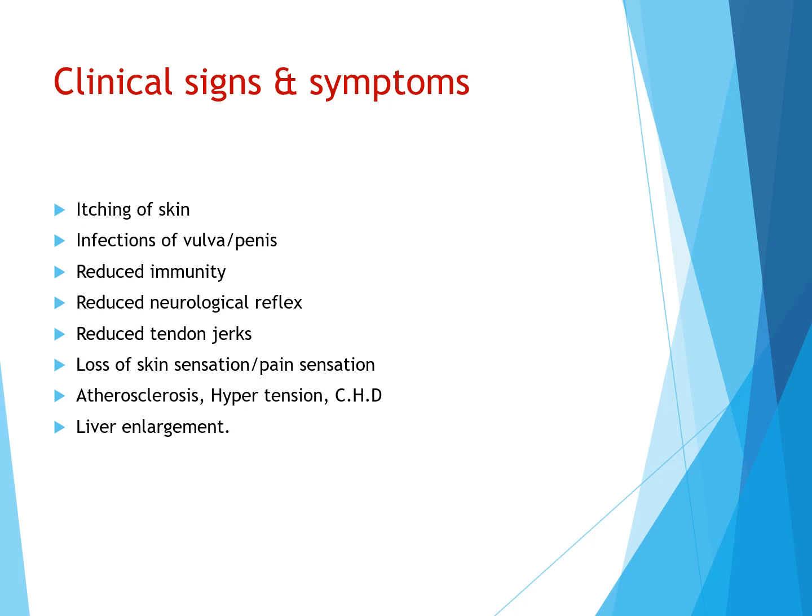Also, there can be infections of the vulva and the penis. It can lead to itching in the groin and, in general, itching of the skin. The immunity is reduced in a diabetic person. The nerve reflexes or the tendon reflexes are reduced, they are slowed down, and in general, there is a loss of sensation, especially the pain sensation.